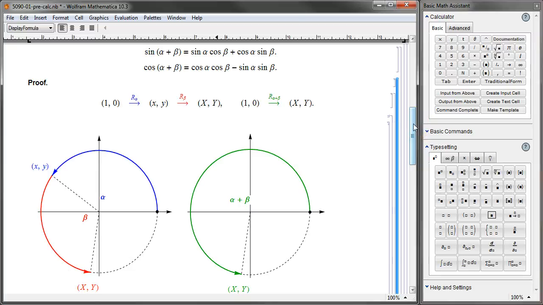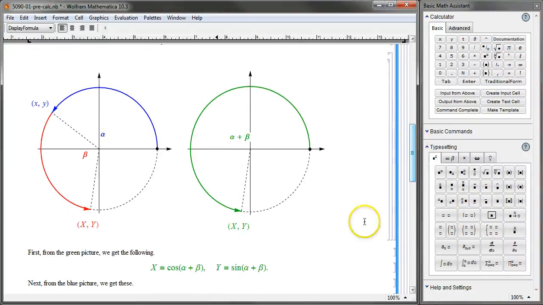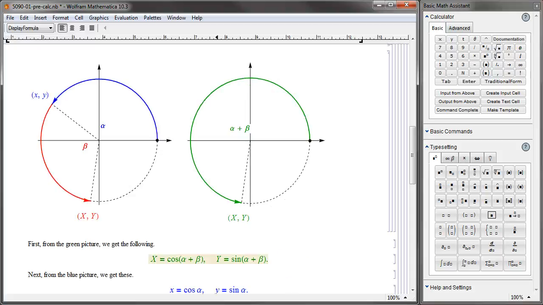First, look at this green picture. Cosine of alpha plus beta, comma, sine of alpha plus beta will be the position of this green point after alpha plus beta rotation. Capital X, comma, capital Y from this green picture. I did the color coding here as well. Capital X is cosine of alpha plus beta, capital Y is sine of alpha plus beta because they're coming from this alpha plus beta rotation all the way.